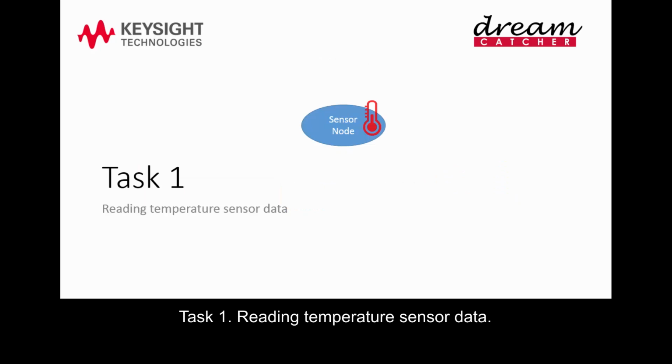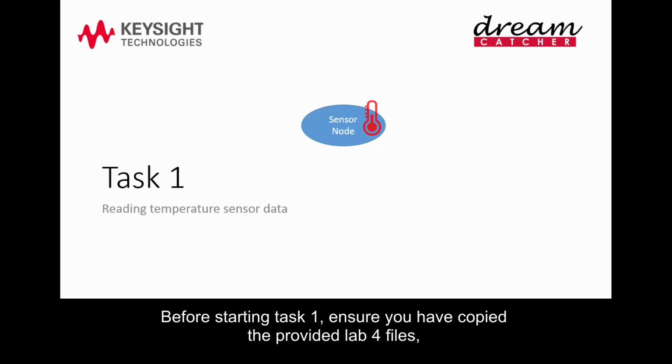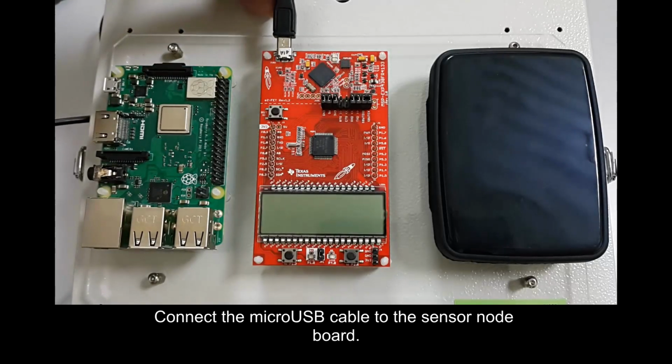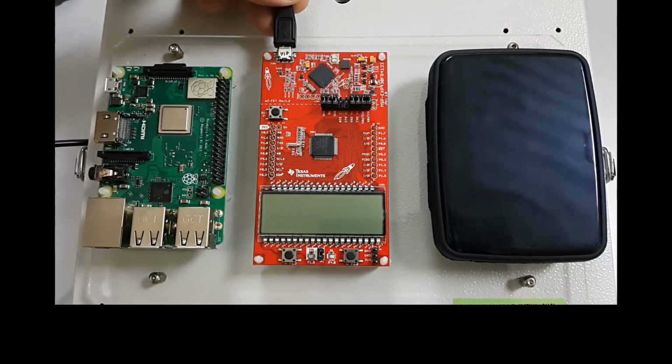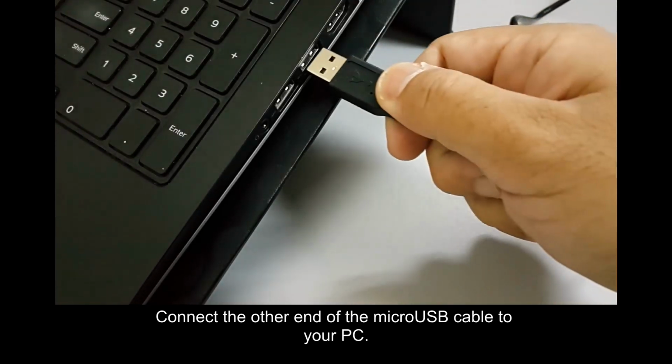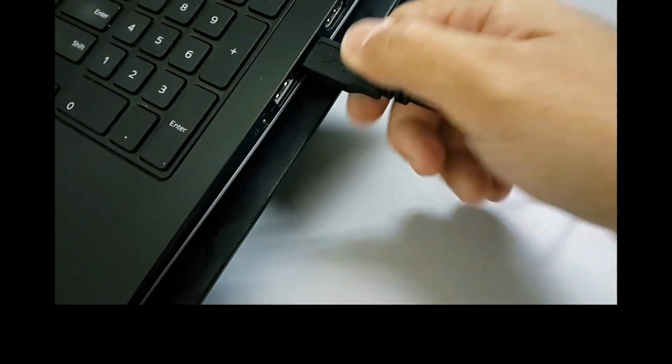Task 1. Reading temperature sensor data. Before starting Task 1, ensure you have copied the provided Lab 4 files, which are embedded in the lab sheet to your PC. Then, extract the files out from the zip archive. Connect the micro USB cable to the sensor node board. Connect the other end of the micro USB cable to your PC.